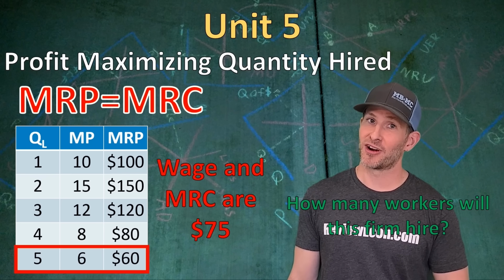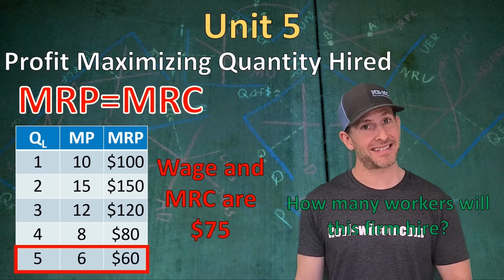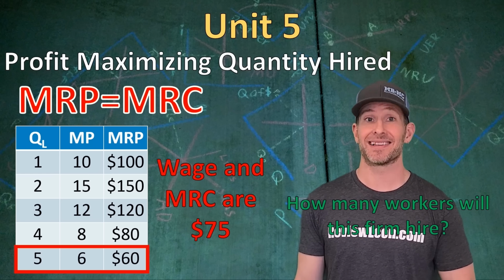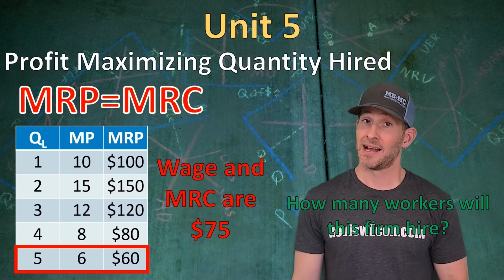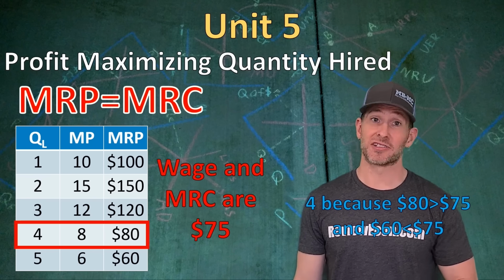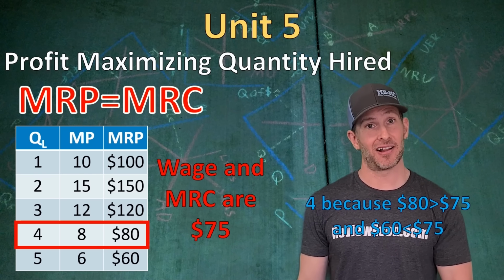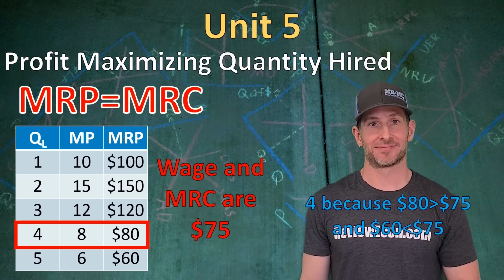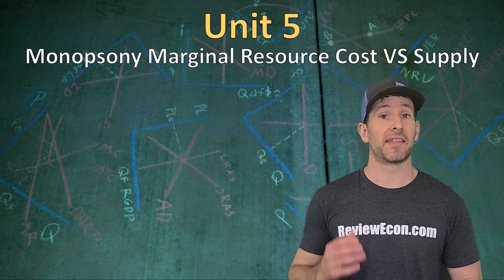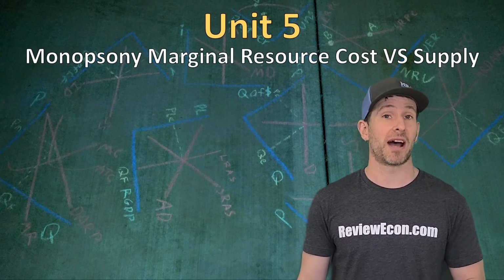But that 5th worker has a marginal revenue product of only $60. That means they're going to lose $15 if they hire that worker at $75 for the wage. And that means this firm is going to hire 4 workers because $80 is greater than $75 and $60 is less than $75. The next thing we're going to look at is the difference between the marginal resource cost and the supply of labor for a monopsony.